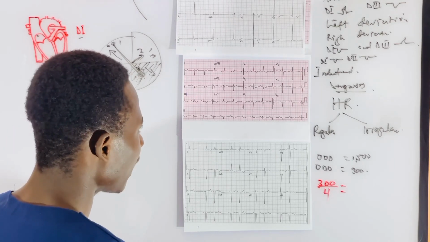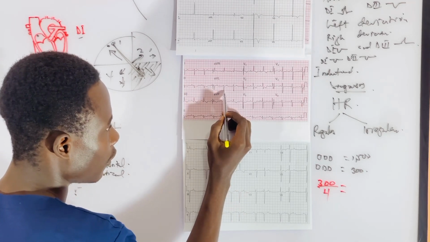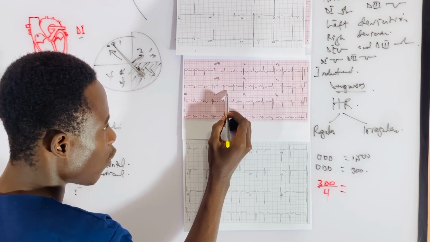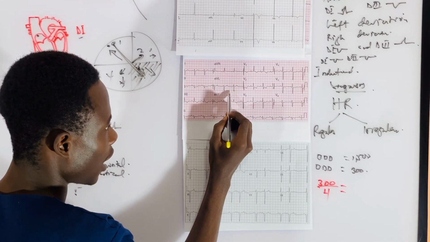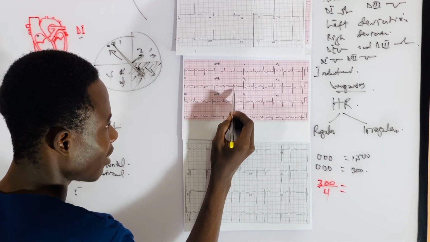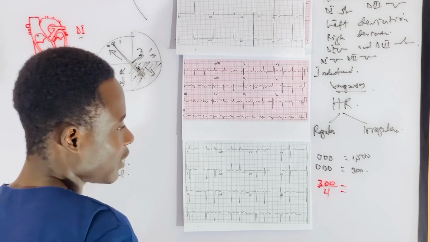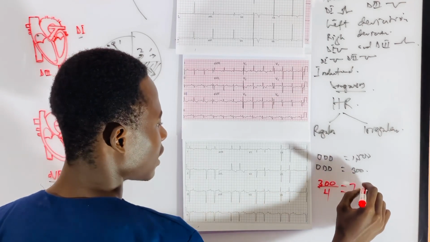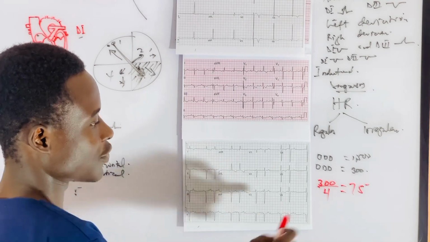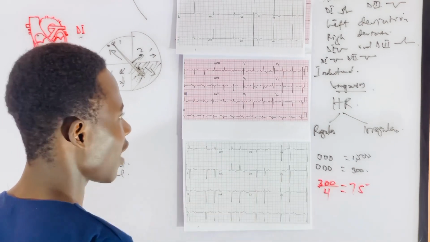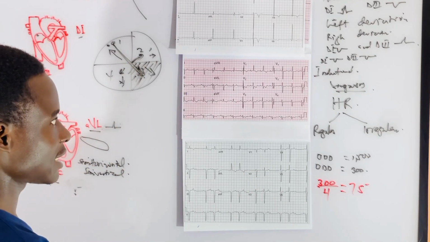Or if you like, you can also start by counting it like, if you move one box, it's 300. Another box is 150. Another box is 100. Another box is 75. So that's it. So when you get 300 divided by 4, you're going to get 75 heart rate. Do you understand? 75 heart rate.